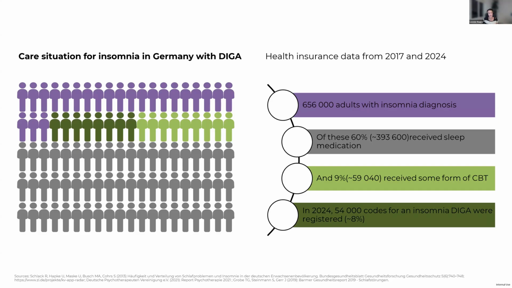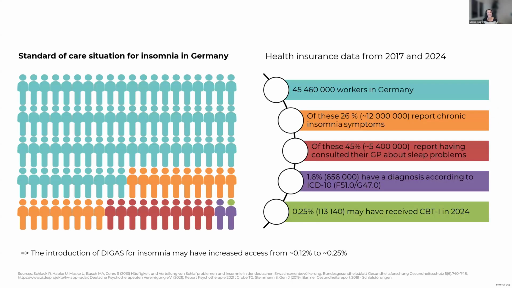So when we go back and put this all together, I think it's promising, but it's also still quite sad. The early indicators suggest that the introduction of the DiGAs for insomnia may have increased the access roughly from about 0.12% to 0.25%. So still very modest, still a lot of people don't receive the treatment they actually should. But at the same time, the DiGAs have doubled the share of patients receiving evidence-based care at scale.